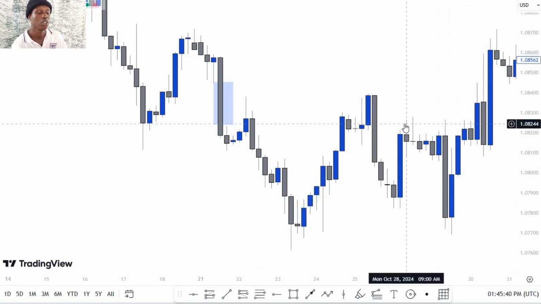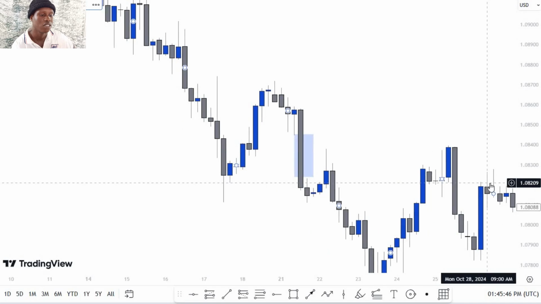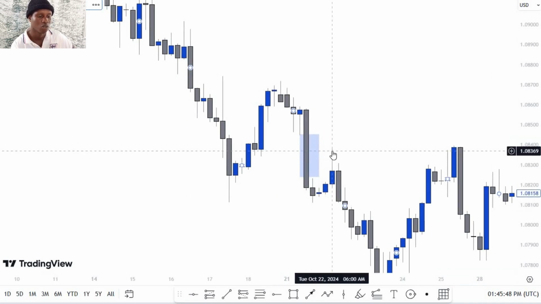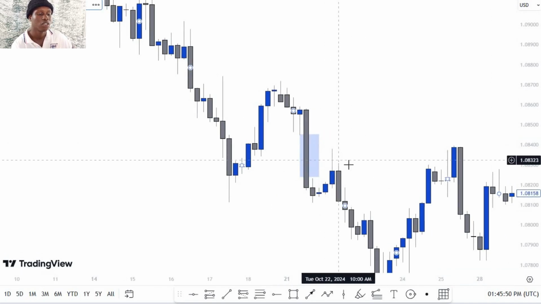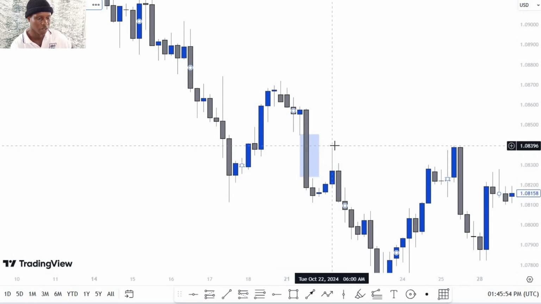So let me quickly tell you how it works normally. Since there is an inefficiency, you can trade fair value gap in two ways. Either you are trading price to your fair value gap, or you are trading from the fair value gap.